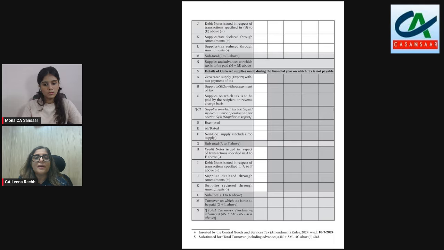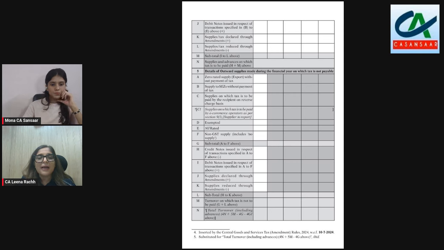Table 7 pertains to ITC reversed and ineligible ITC of the financial year. That means it is nothing but a consolidation of your 4B1 and 4B2 of your 3B, the temporary and permanent reversals for the financial year. Earlier, there was one column where we used to report the common figure. Table 7 has now been expanded to include rule-wise reversal. There are separate columns for ITC reversed because of Rule 37, ITC reversed because of Rule 37A, ITC reversed because of Rule 38, ITC reversed because of Rule 39, 42, 43, even blocked credit.